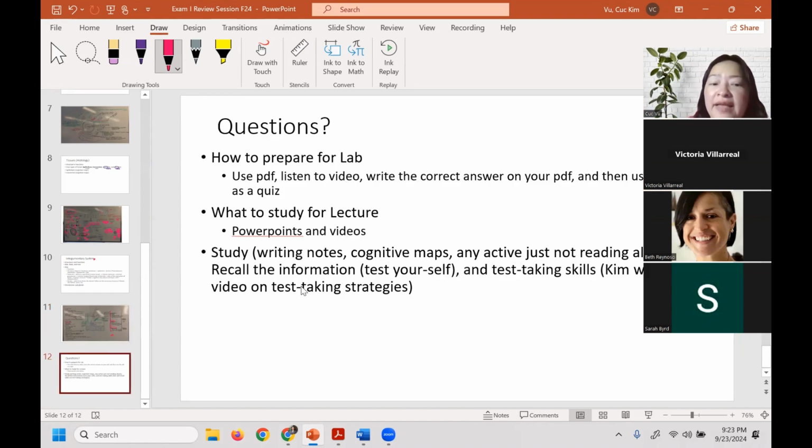Questions, how to prepare per lab: do the PDF, listen to the video. Use the PDF as a quiz. So I mentioned this at the very beginning, right? On there, don't actually write the answer on your PDF. Write down 1, 2, 3, and then that way make yourself recall. So that's the PDF, and then you just get a blank piece of paper. And then you'll write down number 1 is this, number 2 is this. Because by doing this, not only does it help you with identification, but it also helps you with spelling.